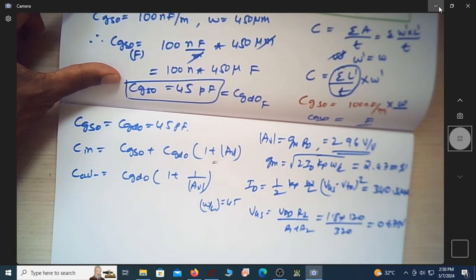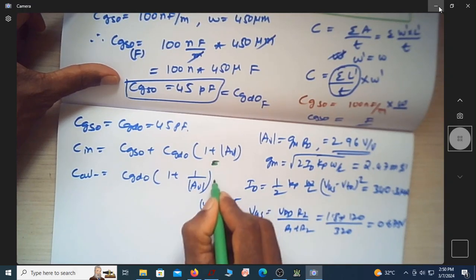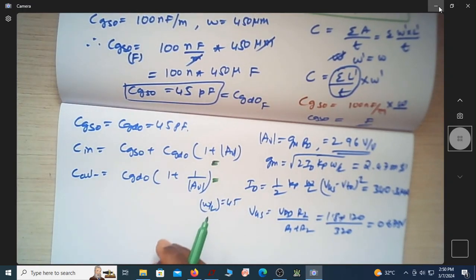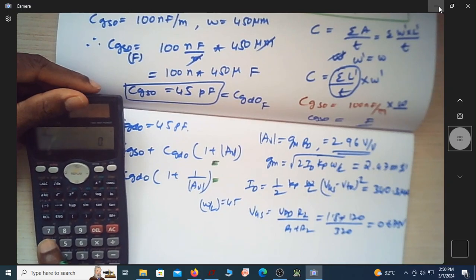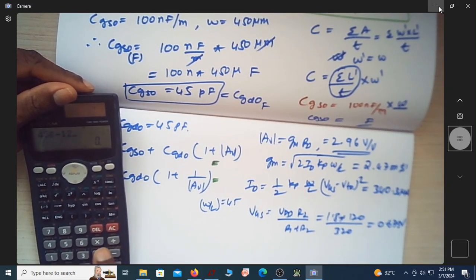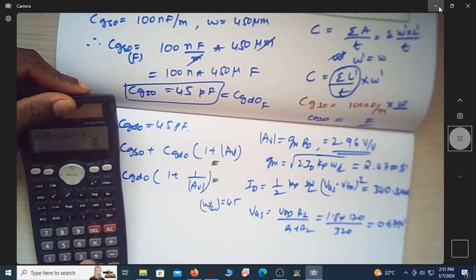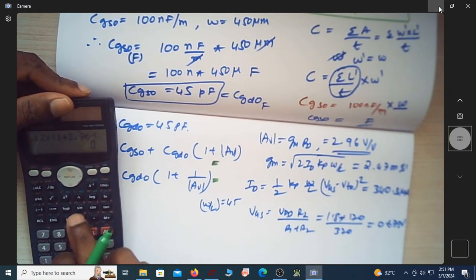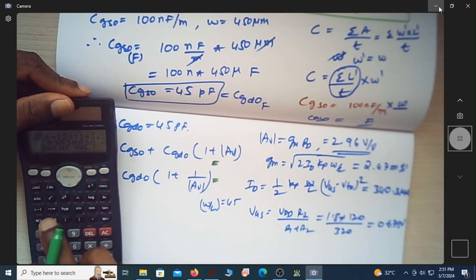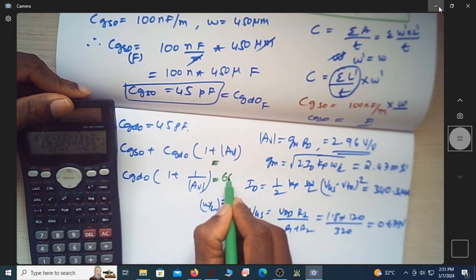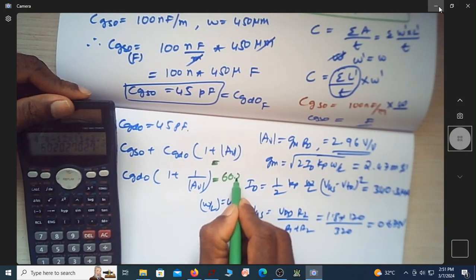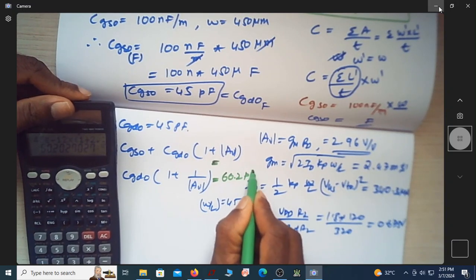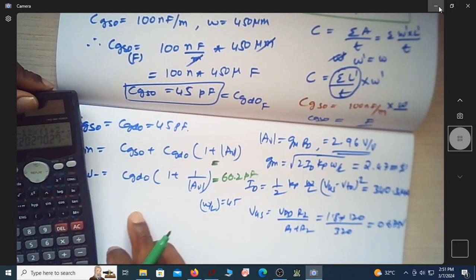Okay, this is now, so it is 45 exponential minus 12 into 1 plus 2.96 inverse. It's actually 60.2 picofarad. This is what is C out.